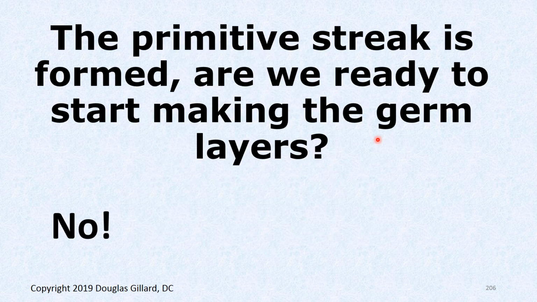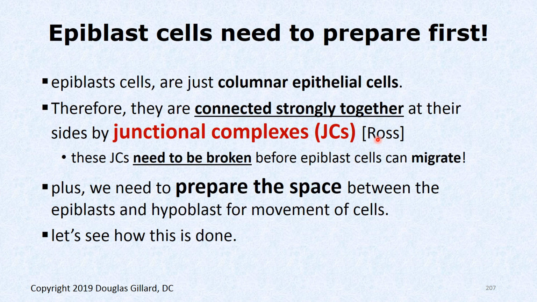Okay, primitive streak is ready. Are we ready to start making the germ layers? Are we ready to start creating the mesoderm and the endoderm and the ectoderm? Well, we got the primitive streak. What else do we need? We're not ready yet. The answer is no.